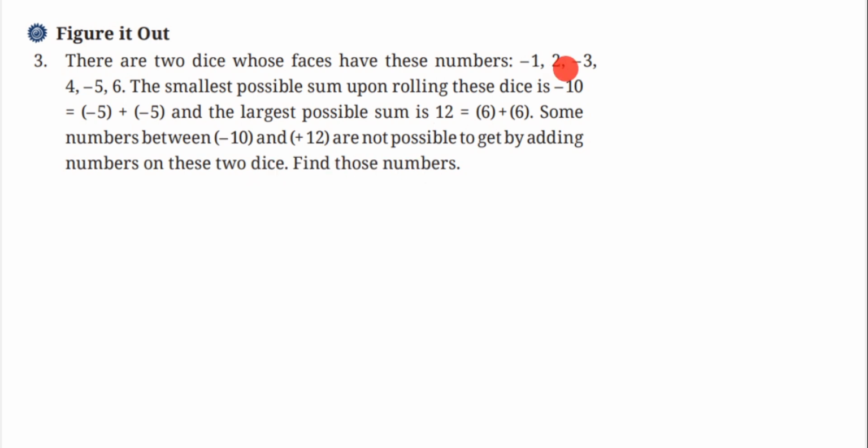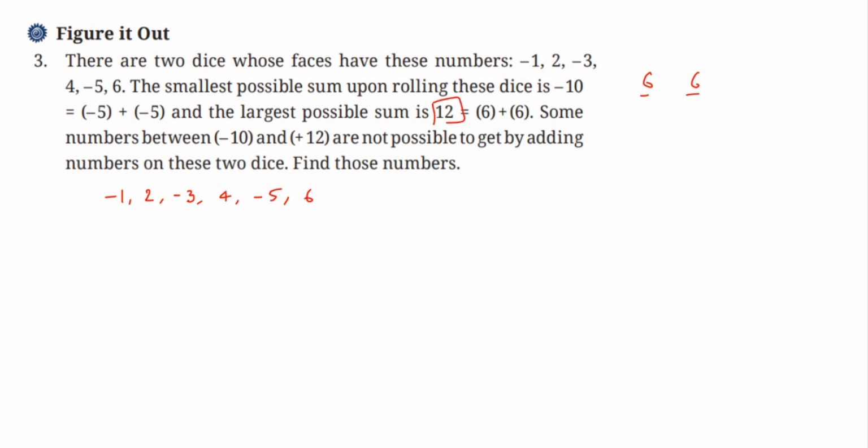So they have given the numbers which are on this dice. We have here -1, 2, -3, then 4, then -5 and 6. So these are the 6 numbers, and when we add the highest possible number, which is 6, a positive number, by itself, because there are two dice, there is a 6 on one die and a 6 on the other die. So 6 plus 6 is 12, which is the highest number.